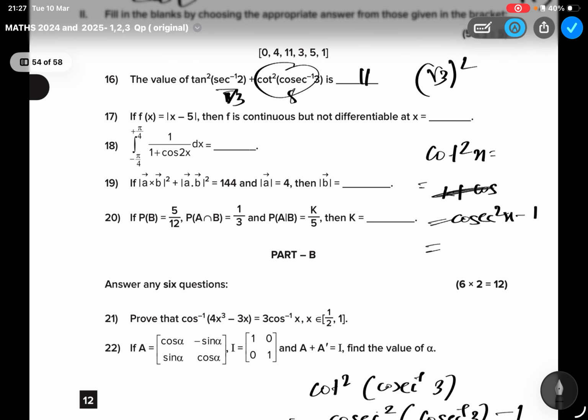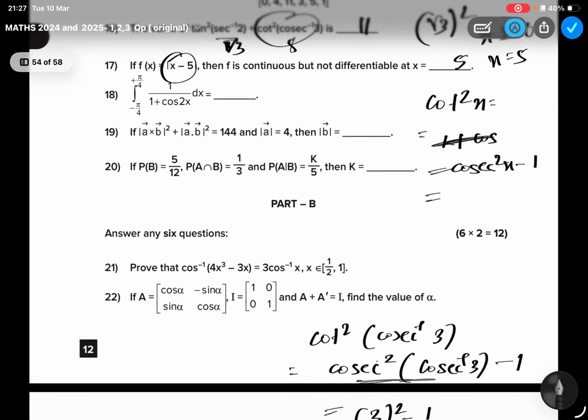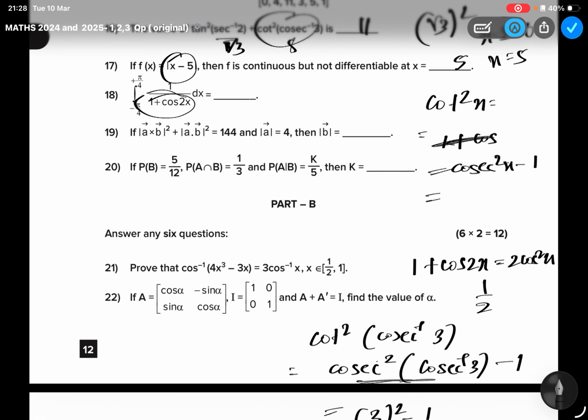Modulus of x minus 5 is continuous but not differentiable at x equal to 5, taking x minus 5 equal to 0. Next, 1 by 1 plus cos 2x. We know the golden formula, 1 plus cos 2x is 2 cos square x. So 1 by 2 stays there: 1 by 2 cos square x. Cos square going up becomes sec square x. The integral of sec square x is tan x.